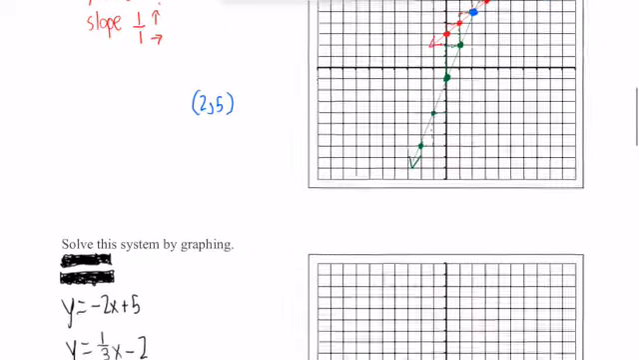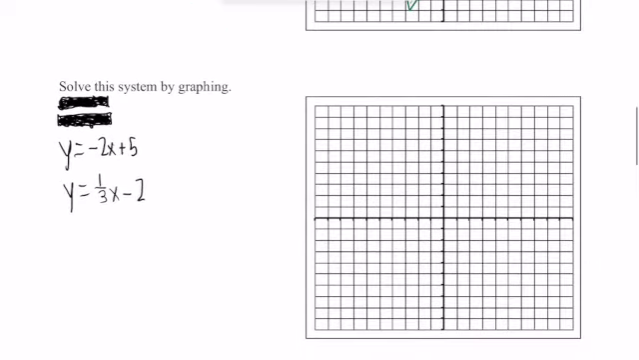If you would like to try the next problem on your own, pause the video now and resume when you're ready to see the solution. So here the first equation in our system is y equals -2x plus 5. Our y-intercept is going to be a positive 5. So we put our first point on the y-axis at 5.